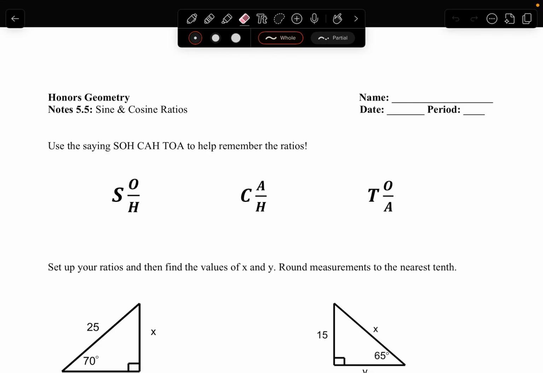Hello everybody. This set of notes is going to cover 5.5, sine and cosine ratios. In the last set of notes we talked about tangent ratios, and so we're going to finish off with sine and cosine today. As a reminder, these are the three ratios that we are able to use when we are given angles in a right triangle other than 45-45-90 and 30-60-90.